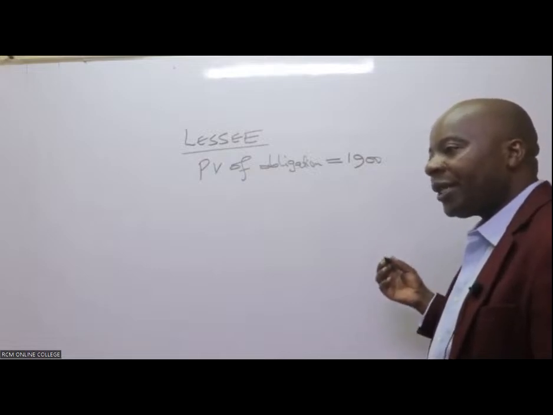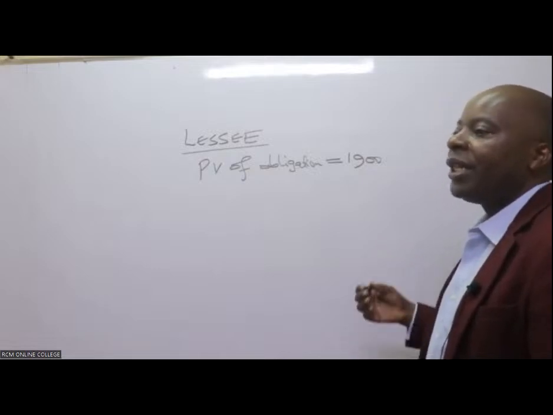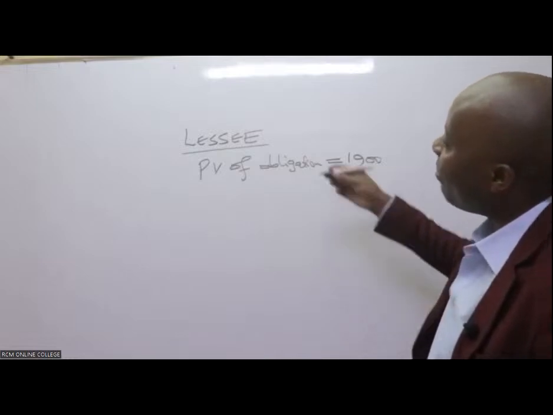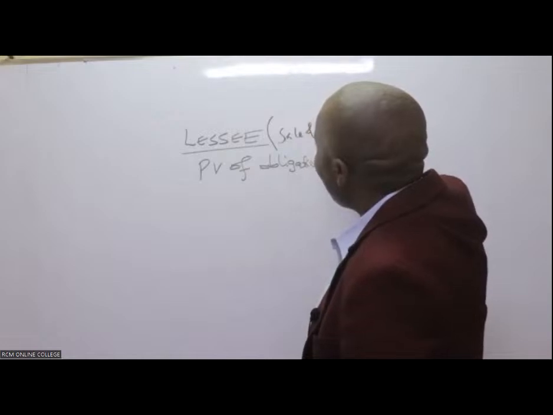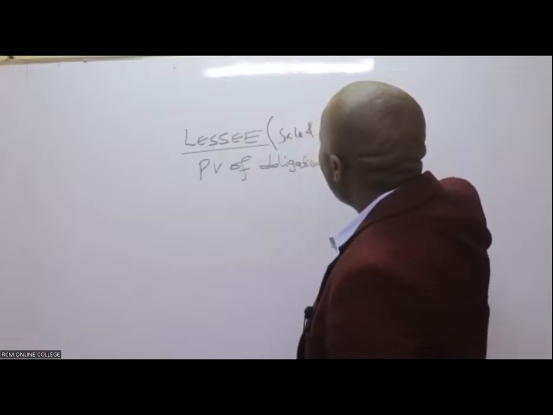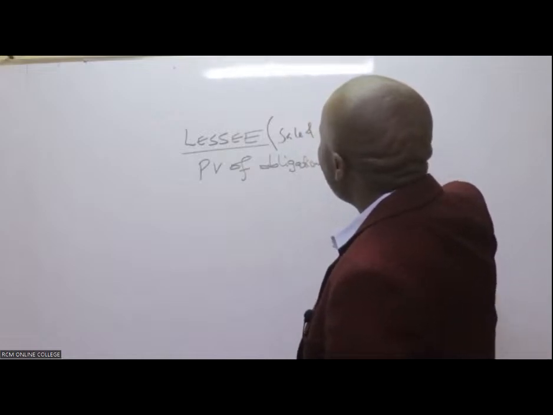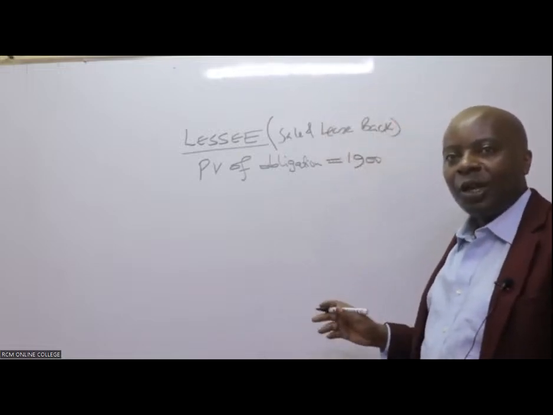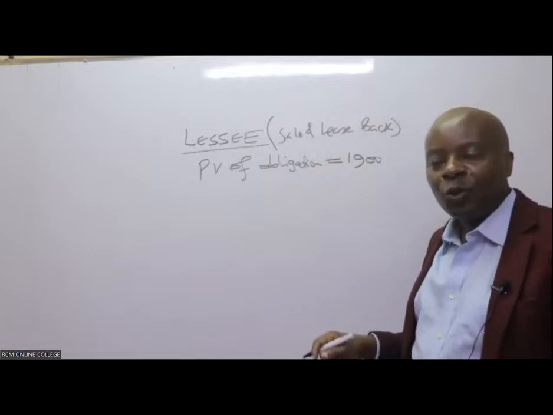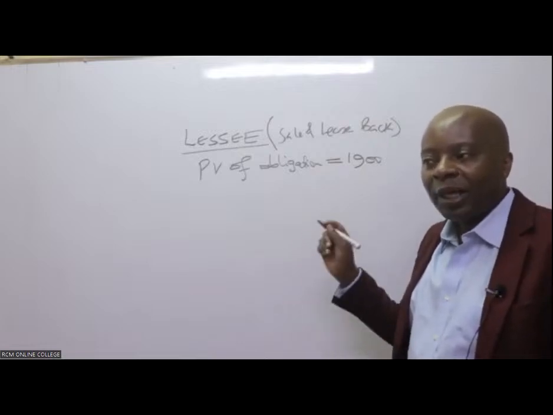Once you give me this present value of the obligation, the next thing, because remember, this is a sale and lease back. So you can't tell me that this amount will be the right of use. No, there is a special formula for getting the right of use, and I'll not apply that special formula here.